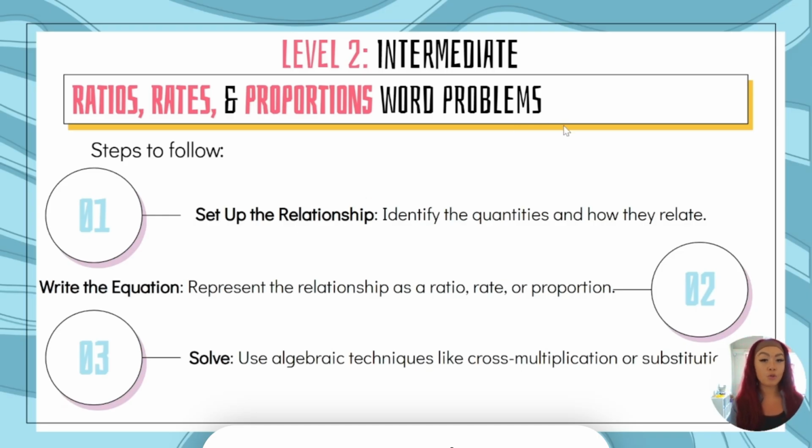Moving on to level 2. We'll be working with word problems in this level. So here are some steps to follow when working with word problems on ratios, rates, and proportions. 1, set up the relationship. Identify the quantities and how they relate. 2, write the equation. Represent the relationship as a ratio, rate, or proportion. And 3, solve using algebraic techniques like cross multiplication or substitution.